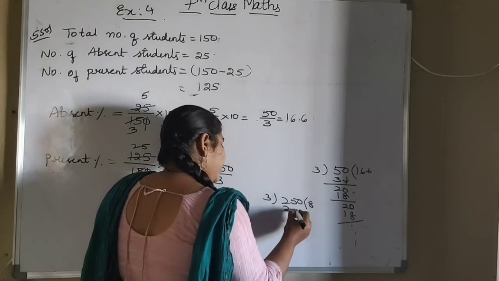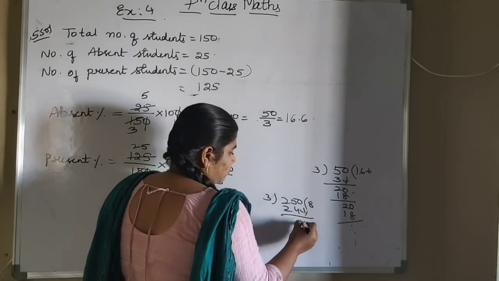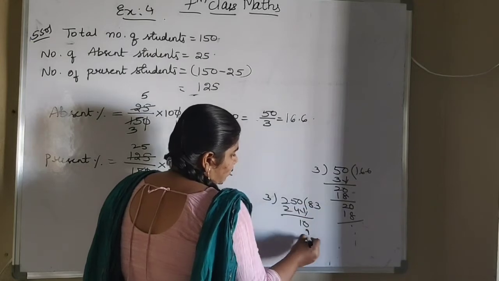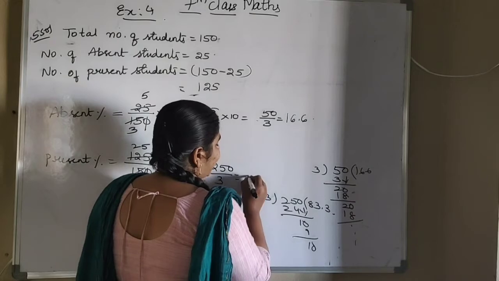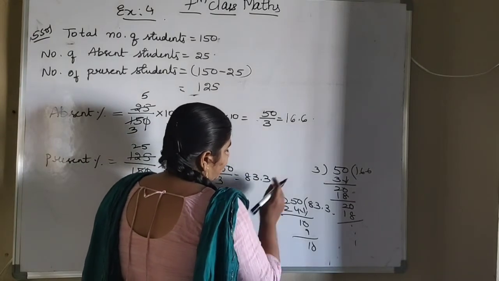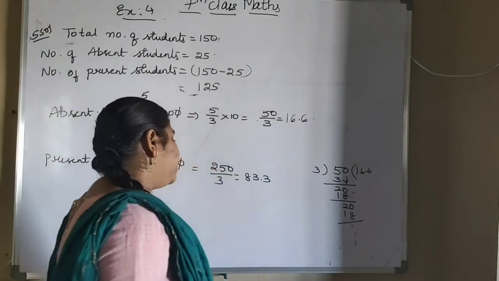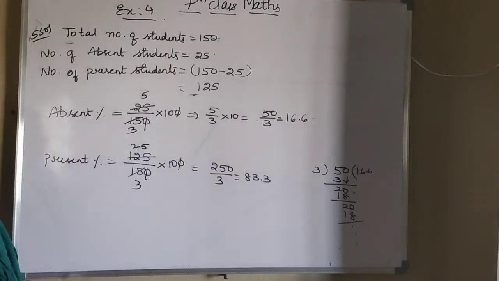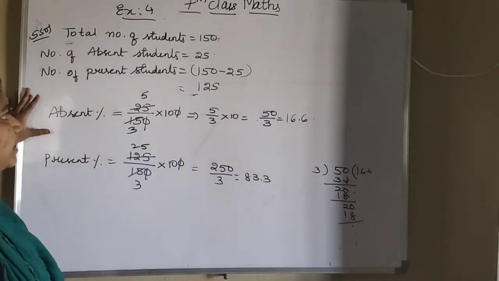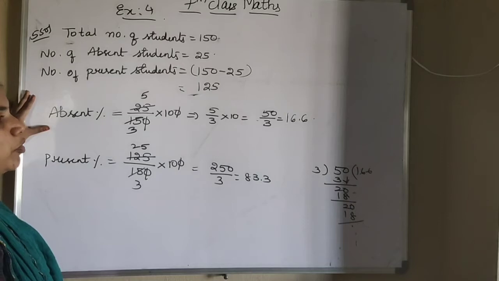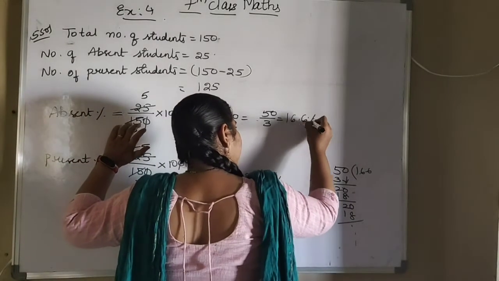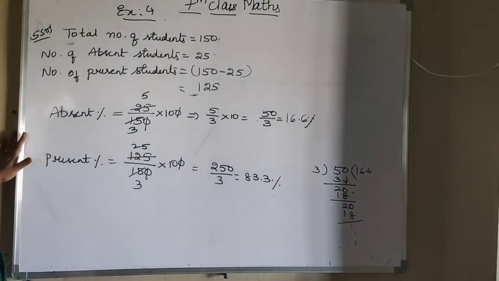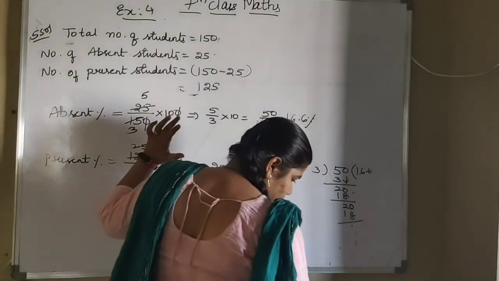3 8s are 24. 3 3s are 9. Again 10. Again 3. So you will get it as 83.3. Okay. So what is the present percentage? Present percentage is 83.3 and absent percentage is how much? 16.6%. Okay. So this is our fifth solution.